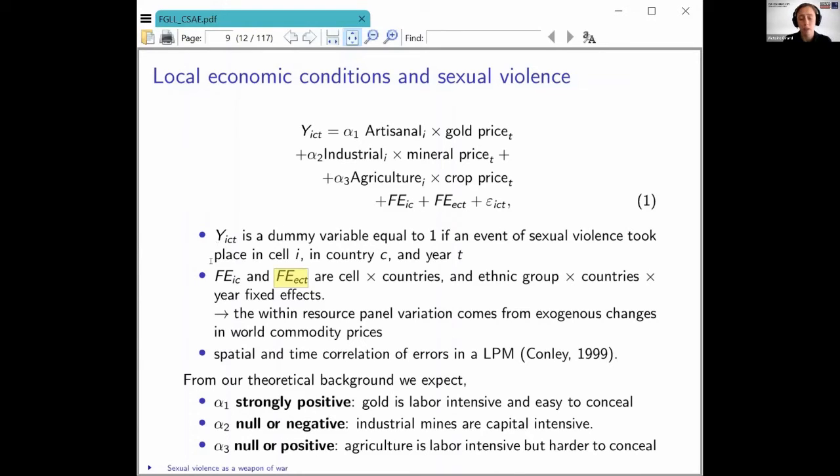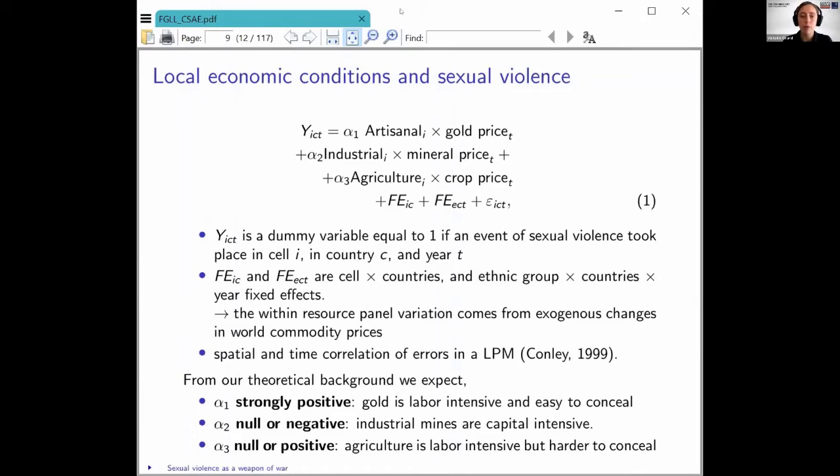And also, of course, the cell and year fixed effects account for the type of resources that are anywhere present in the cell, whether the cell where you live is a place that is prone to hosting artisanal mining or any sort of crop or industrial mining. What this means is that we identify our effects of interest through within-resource panel variation coming from the exogenous changes in the world commodity prices.